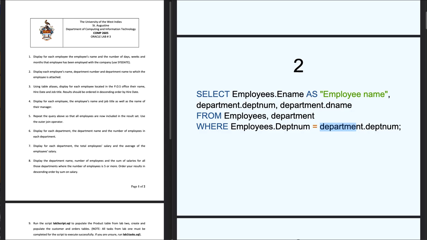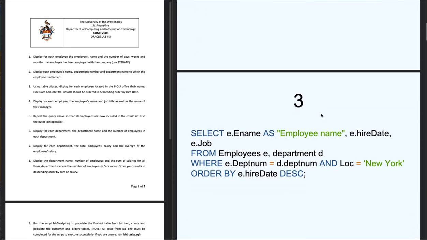Question 3. Using table aliases, display for each employee located in the POS office their name, hire date, and job title. Results should be ordered in descending order by the hire date. Let's take a look at the answer.